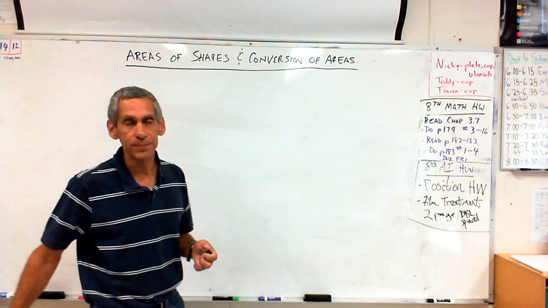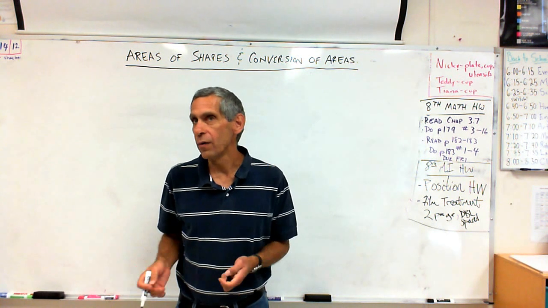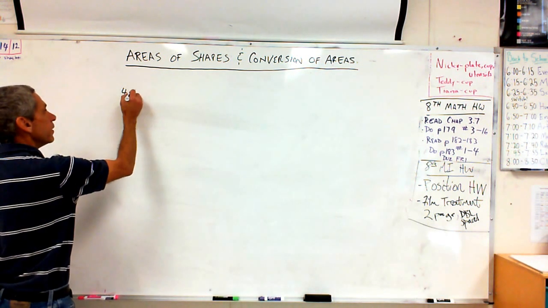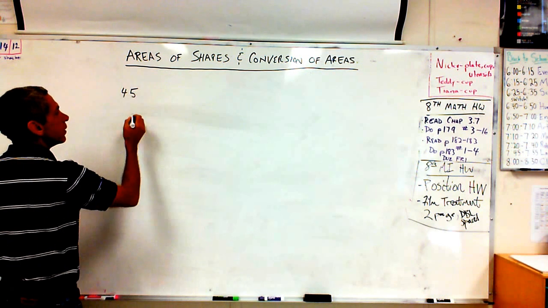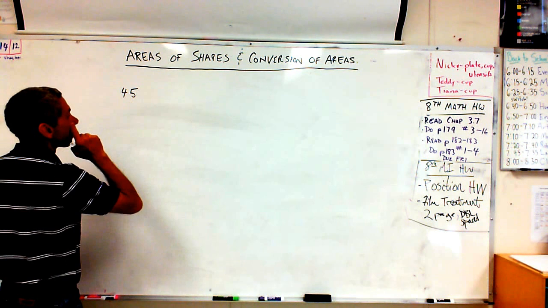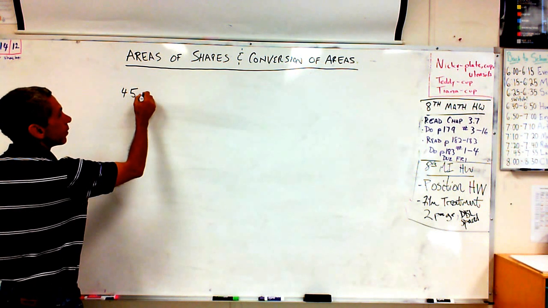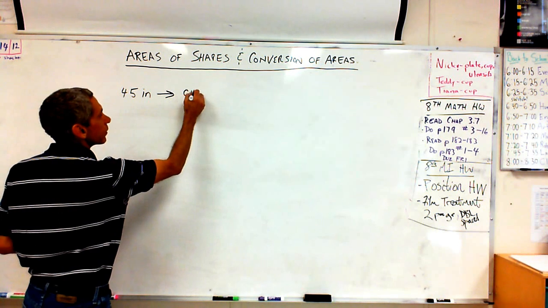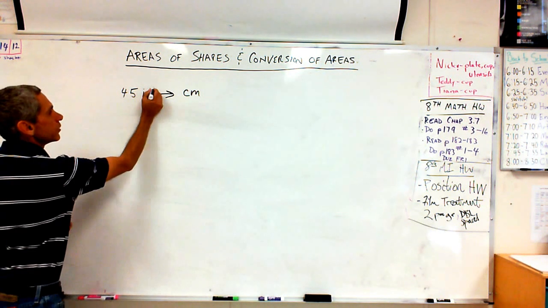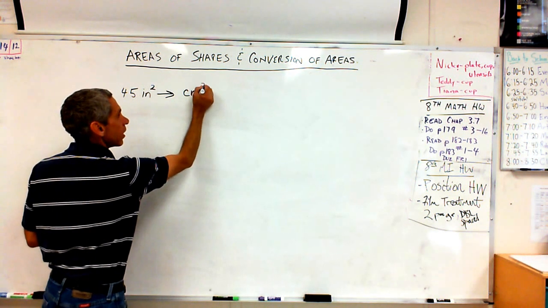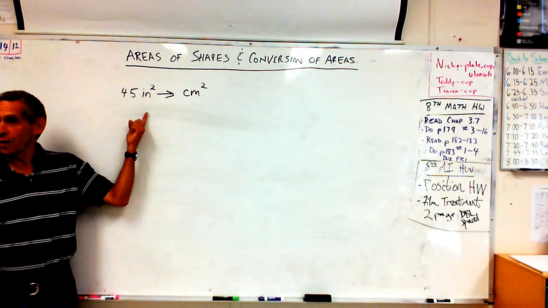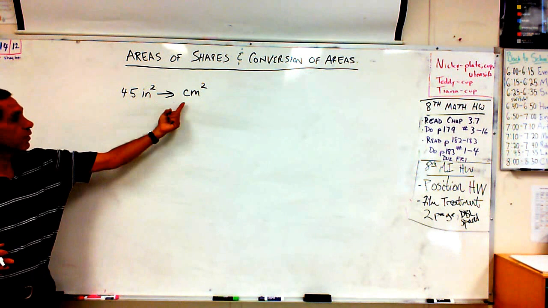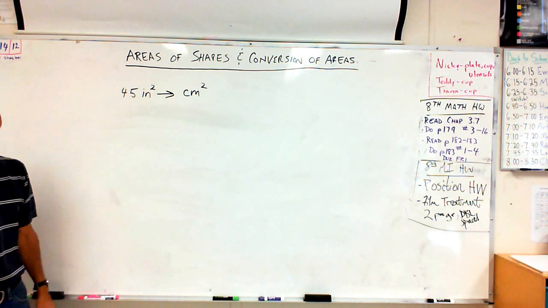So let's say I want to convert, I don't know, we'll say 45, why don't we say inches? I want to convert it to centimeters. Okay, it's inches squared, sorry. Because when I see inches squared, I know I'm talking about area, right? And I want to convert inches squared to centimeters. 45 inches squared to centimeters.